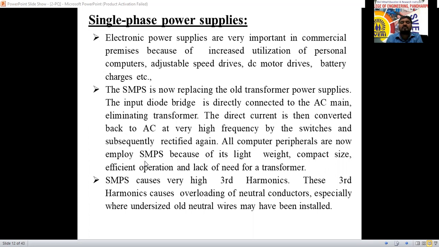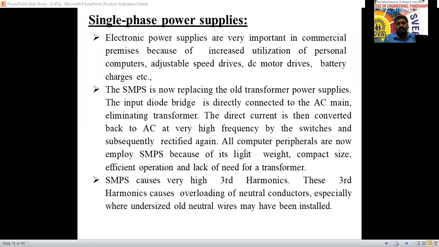But it also causes some harmonics, and that is the disadvantage. SMPS causes very high third harmonics. These third harmonics cause overloading of the neutral conductor, the neutral line along with the phase, especially where undersized old neutral wires may have been installed.